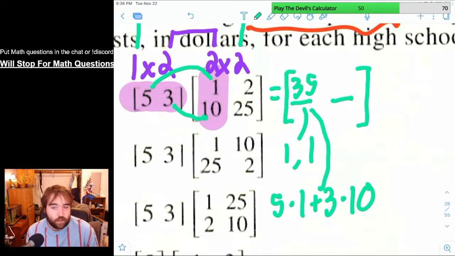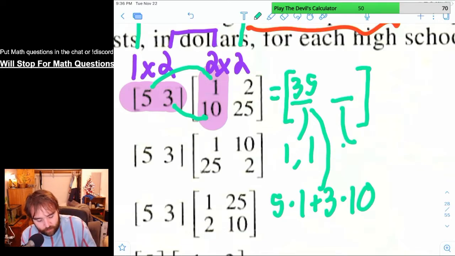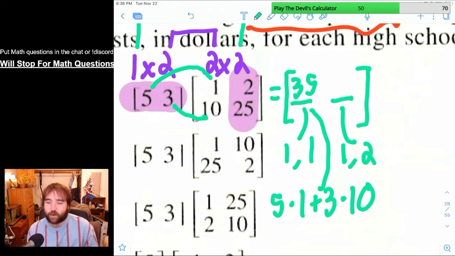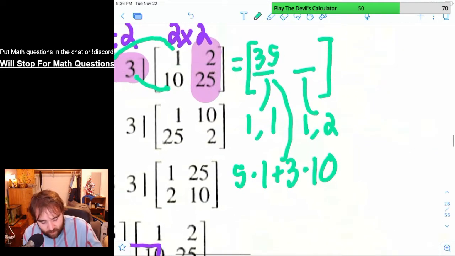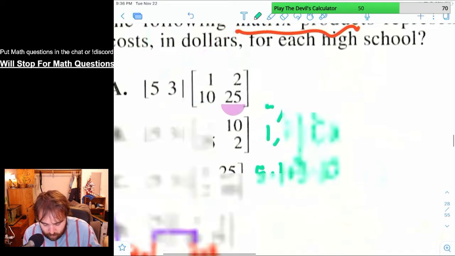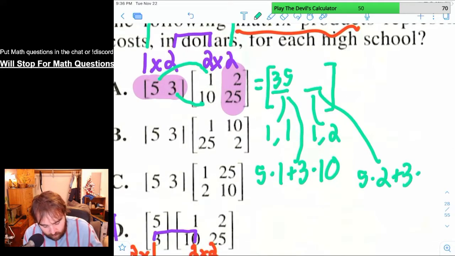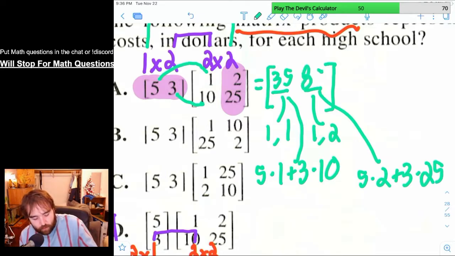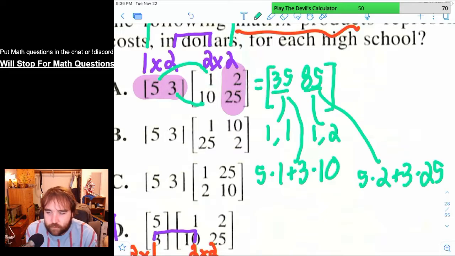And then the next position, you just do the same exact thing, except this one is in the first row and the second column. So you're still going to look at the first row. I mean, there's only 1 row. But then you're going to look at the second column here. So this one, we do the same idea. This one is going to be 5 times 2 plus 3 times 25, which ends you up with 85.